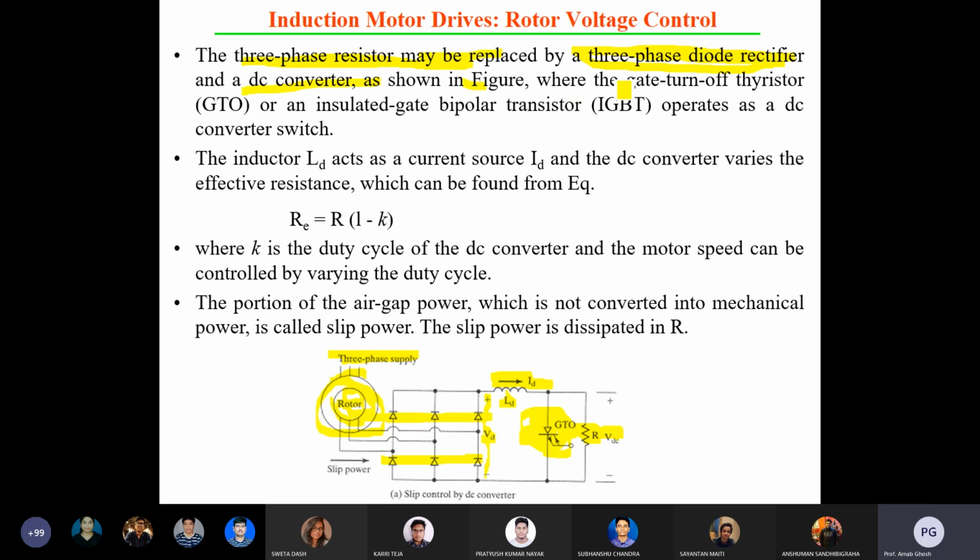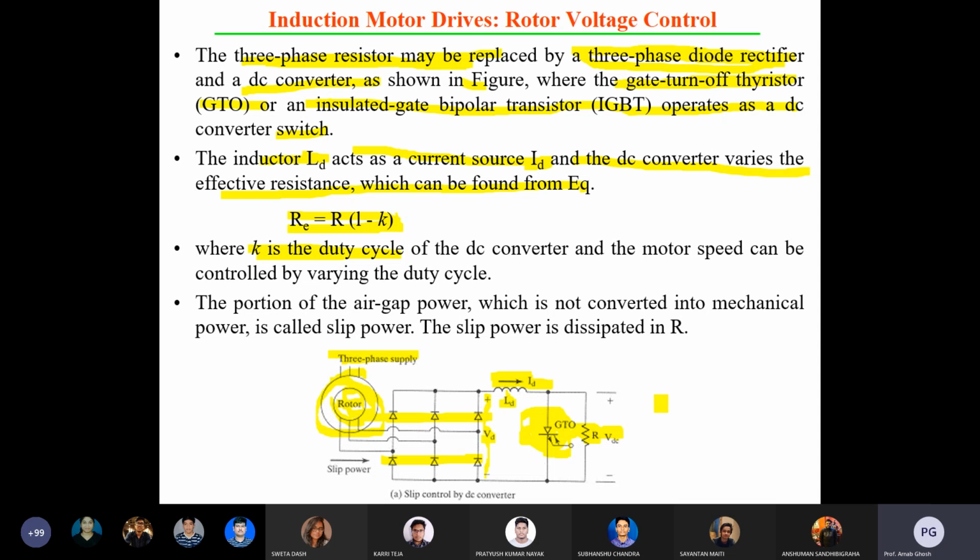As shown in the figure, you can use a gate turn-off thyristor (GTO) or an insulated gate bipolar transistor (IGBT) as the DC converter switch. The inductor LD acts as the current source ID, and the DC converter presents an effective series resistance, which can be found from the equation R into (1 minus K), where K is the duty cycle, T1 by T. So by varying K, you can control that effective resistance.